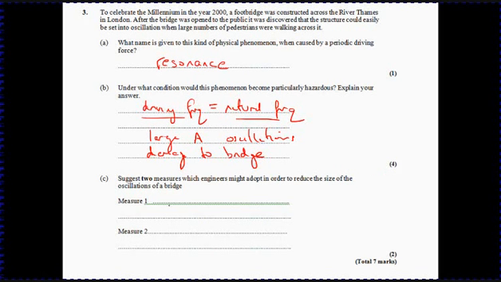Things that you might do to change this, well, change the natural frequency. You can put methods for doing that, for example stiffening the springs which support it at the end, or you could do what they did initially, which is just to reduce the number of people that were allowed to cross the bridge.